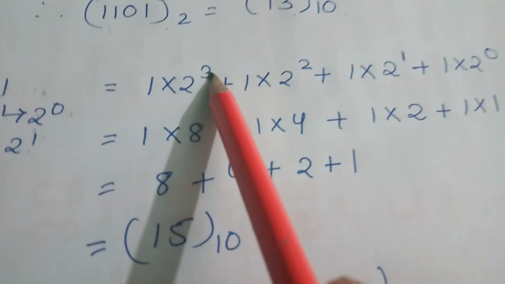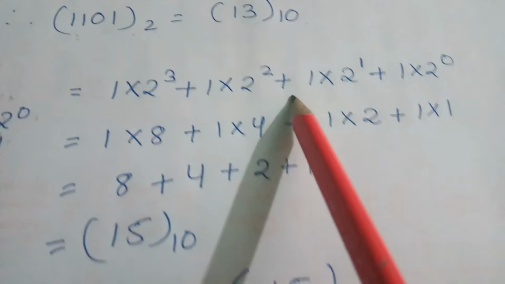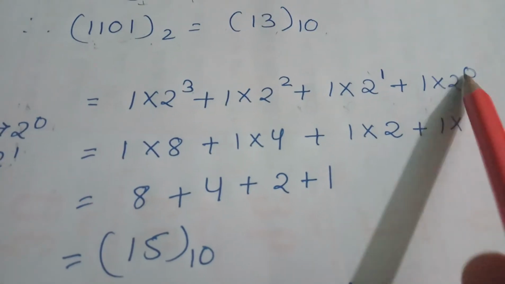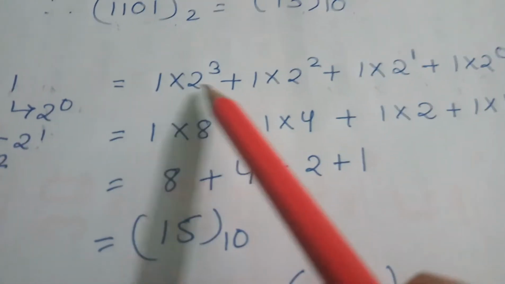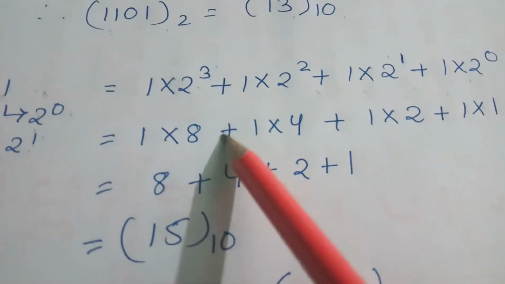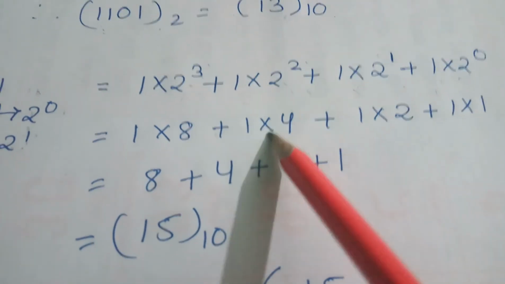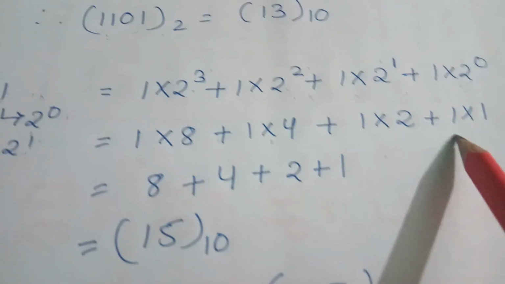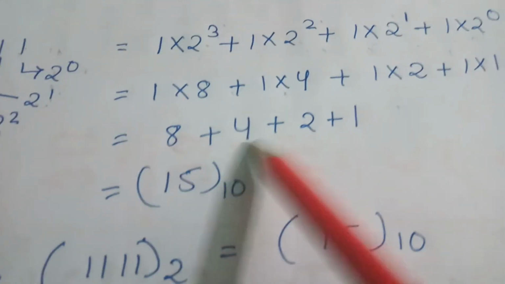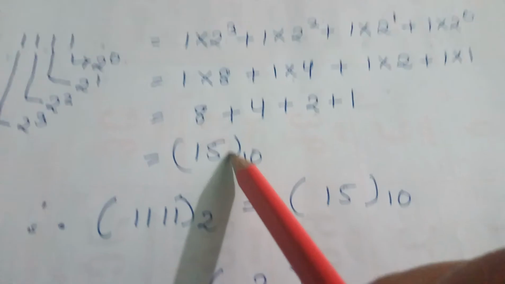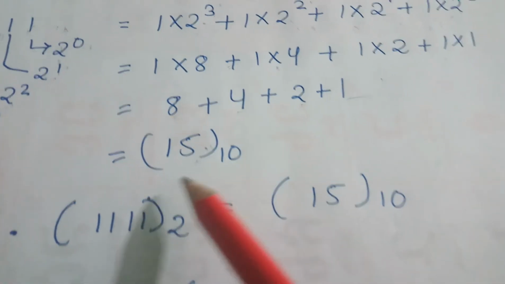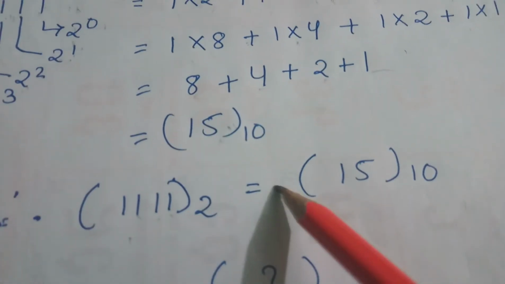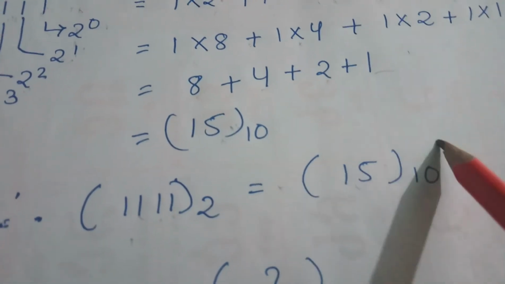1 into 2 raised to power 3, plus 1 into 2 raised to power 2, plus 1 into 2 raised to power 1, plus 1 into 2 raised to power 0. And now simplify them. 2 raised to power 3 is 8, 2 raised to power 2 is 4, 2 raised to power 1 is 2, 2 raised to power 0 is 1. And now 8 plus 4, now you can add them up, and then finally you will get 15. So now your binary number 1111 is equal to 15 in decimal number.